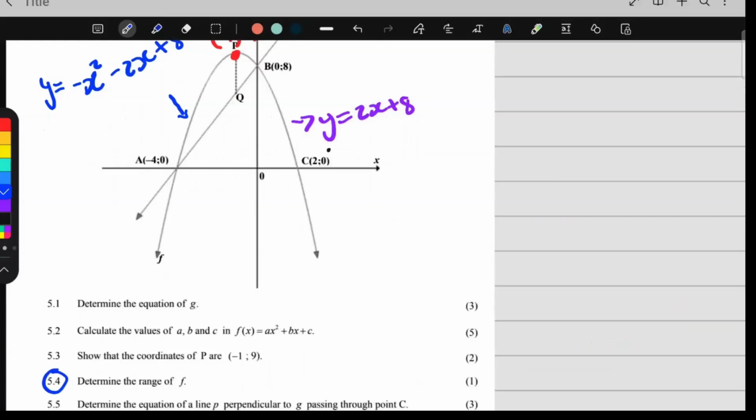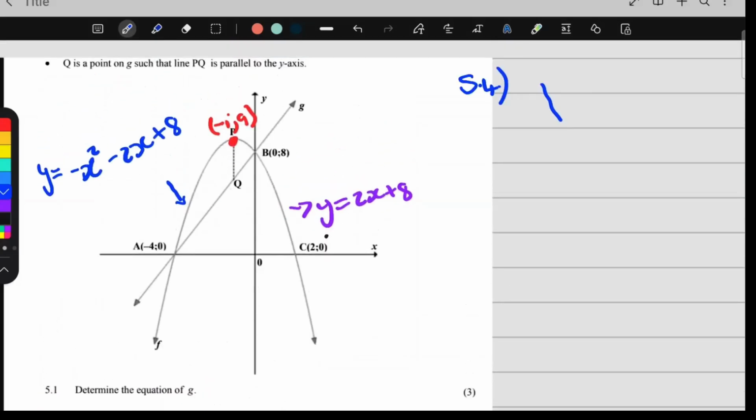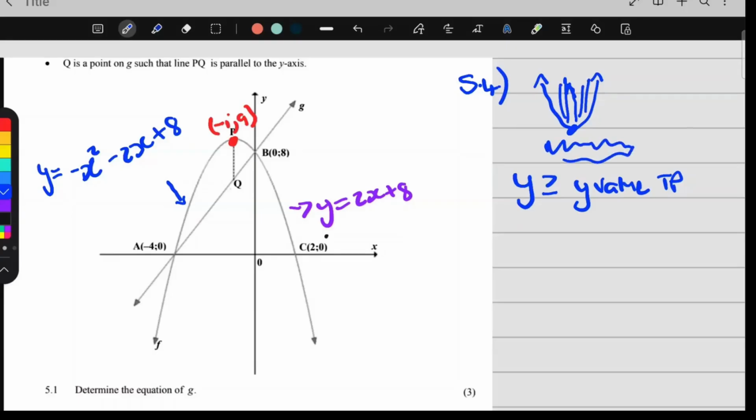Our next question says, determine the range of f. F is our parabola. So the range of a parabola. You must know your theory. If you have a smiley face, the range is y is greater than or equal to the y value of the turning point. It's greater than because the parabola will always be above the turning point. There's nothing down here. So that's why it's greater than.